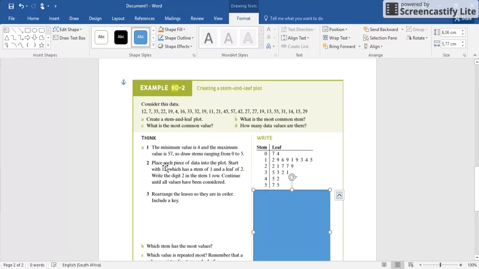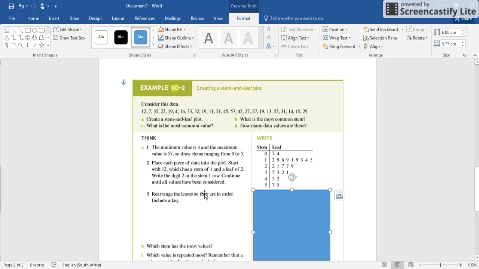So it says the minimum value, the stems range from 0 to 5. Place each piece of data into the plot. Start with 12, because 12 was in the beginning, which has a stem of 1 and a leaf of 2. Write the digit 2 in the stem row 1. There we go. And we write the digit there. Continue until all the values have been considered. So you go through all of them.